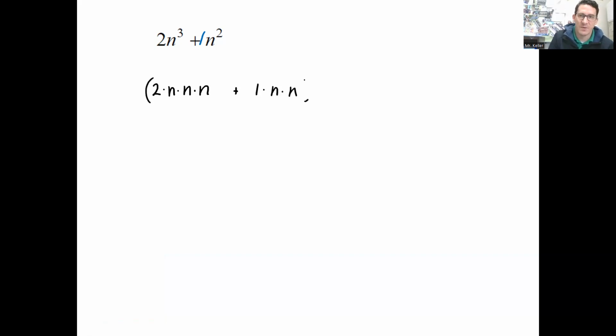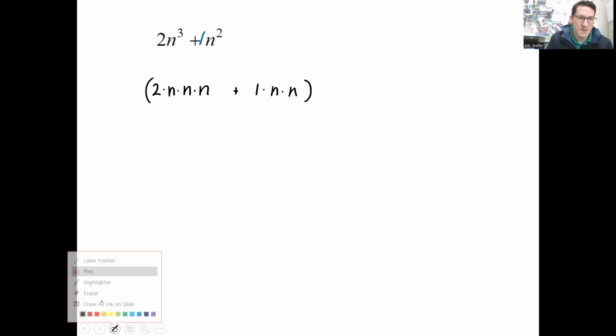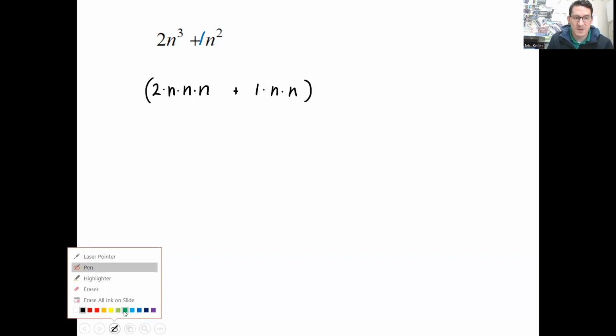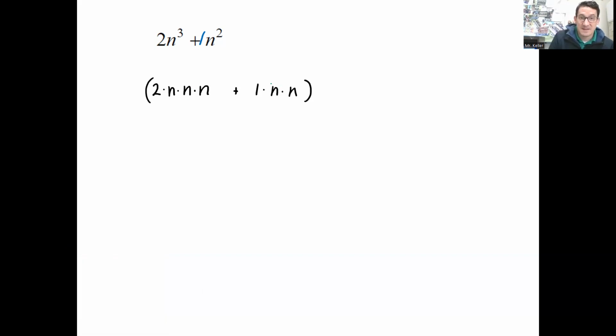Now I'm going to look for what they have in common. With the variables, you can see that they have at most 2 n's in common. So I can take 2 n's out of both of them. So on the outside, it's going to be n times n, or n squared. All right. Actually, you know what?